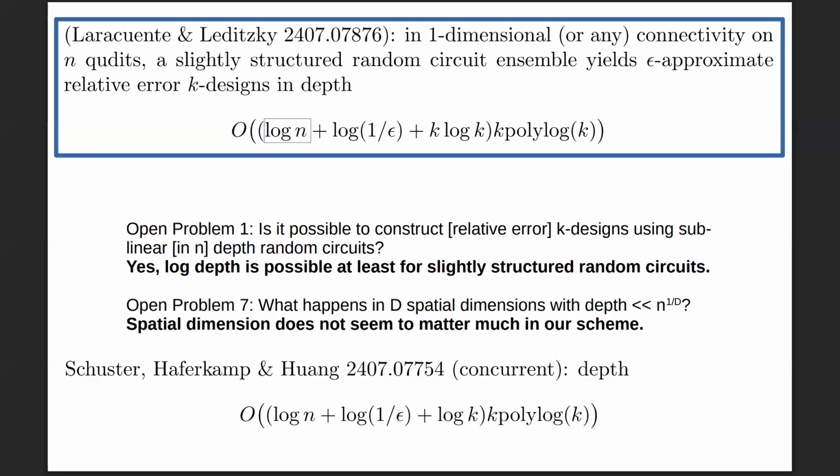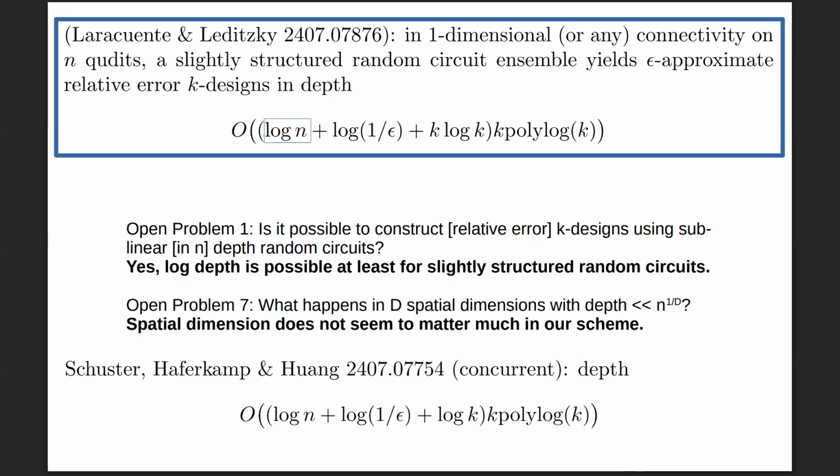Yeah, so we got this result, and at the same time, it turns out that Schuster, Haferkamp, and Huang were working on this and got the same n dependence, but they managed to get the k dependence to be one factor better, which turned out to make a big difference. So ultimately, we were working on this concurrently, but they were ahead of us in that way.